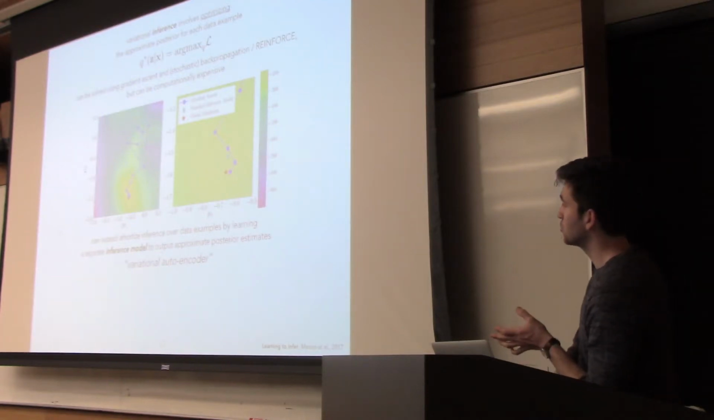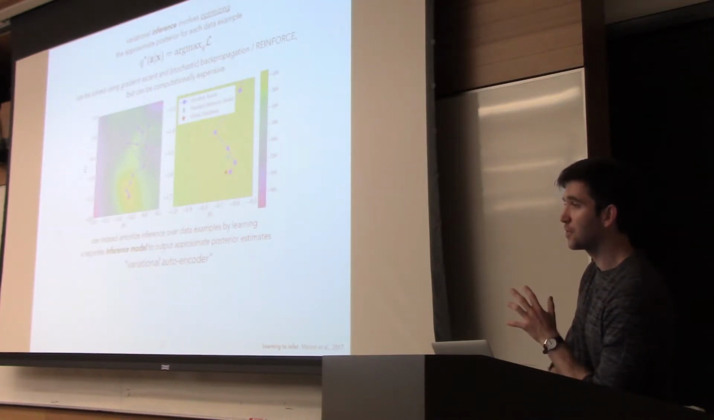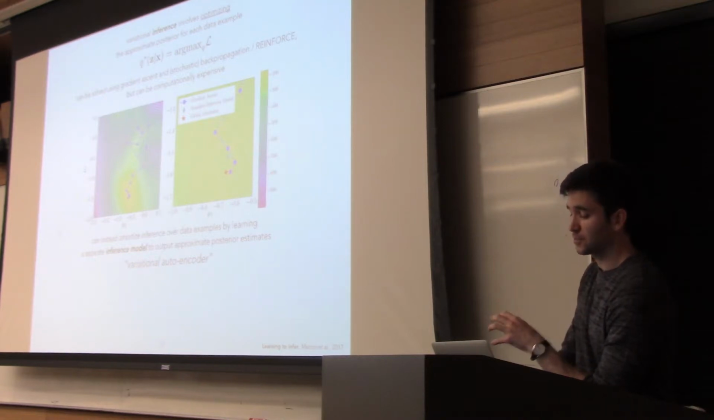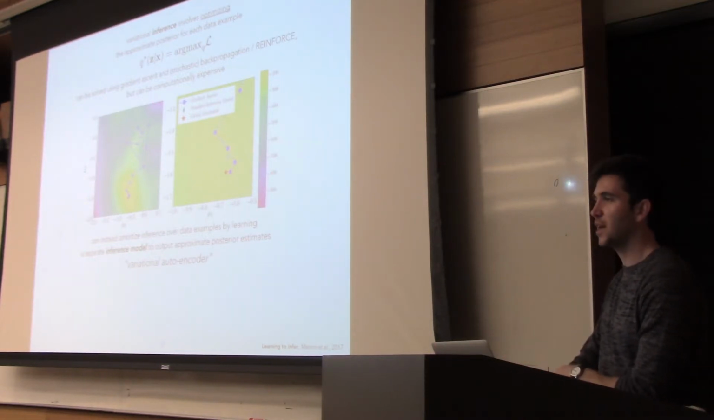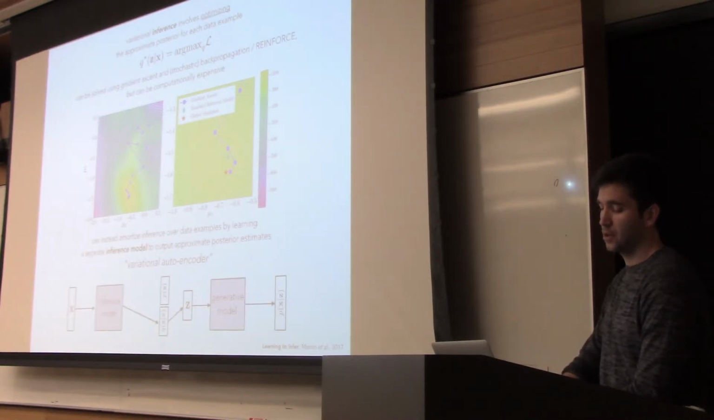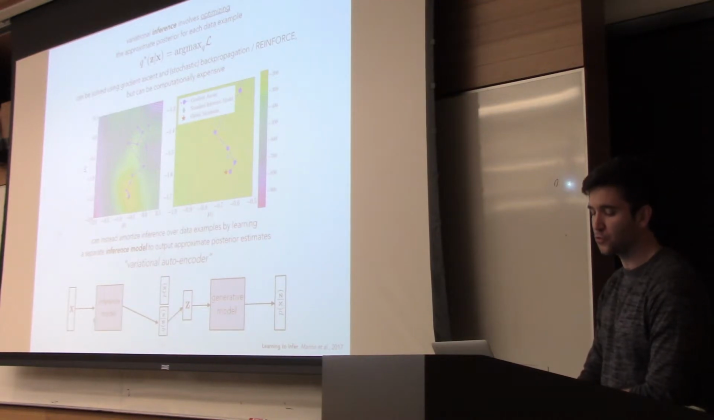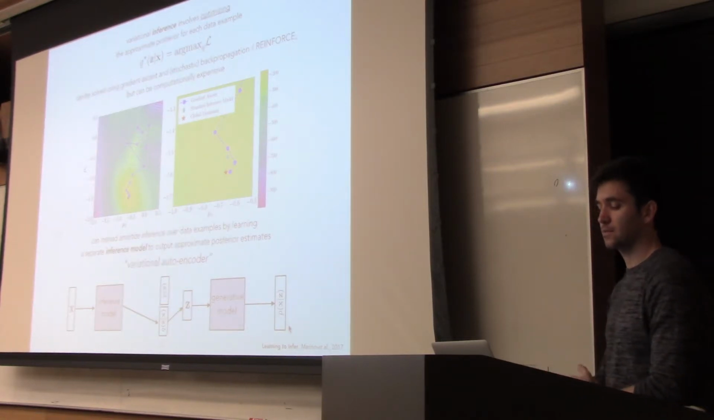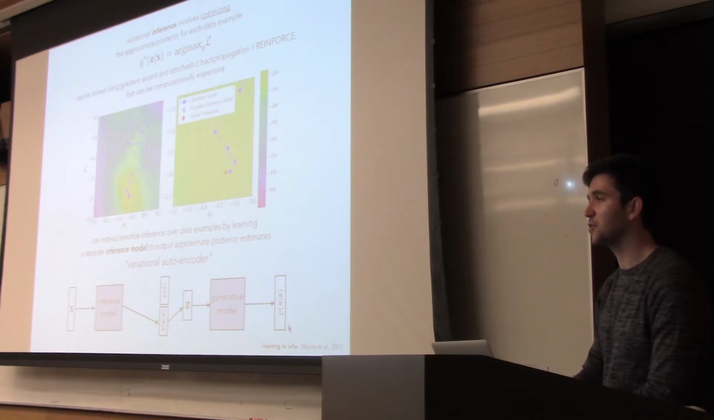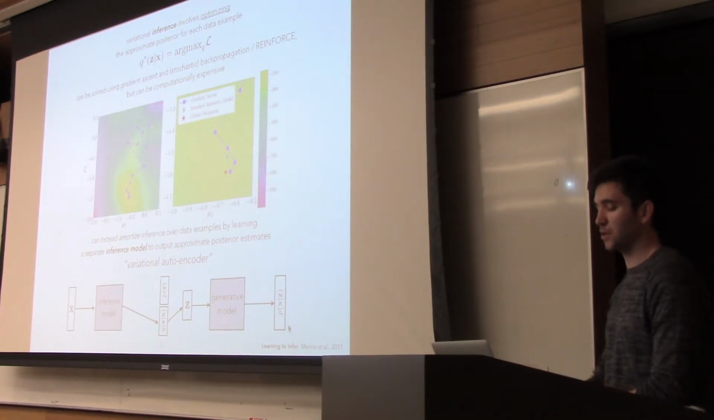Alternatively, what we could do is actually learn a model that would output these estimates for us. So in this case, we have an autoencoder style of model, which is called a variational autoencoder, where you take your data example, feed it through this inference model, and get out an estimate of your approximate posterior. Then you sample from that and put it through your generative model to get your reconstruction. And you can train this entire thing using stochastic backprop, which we talked about in previous lectures.